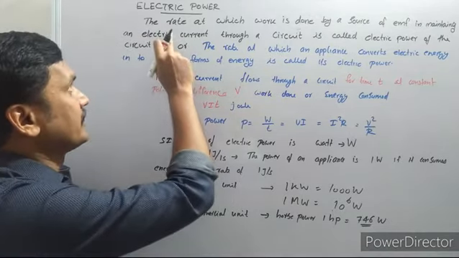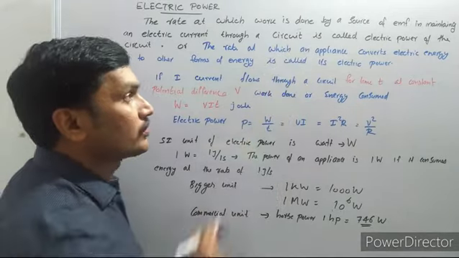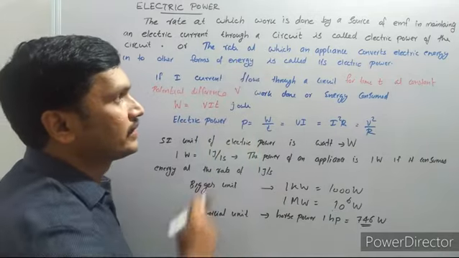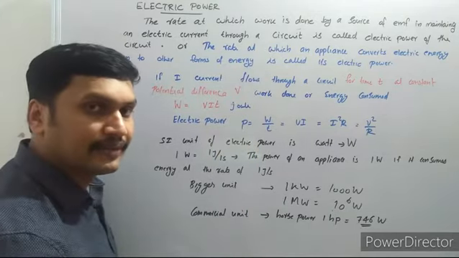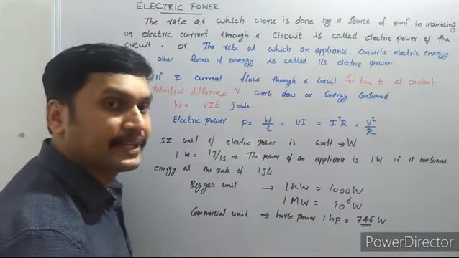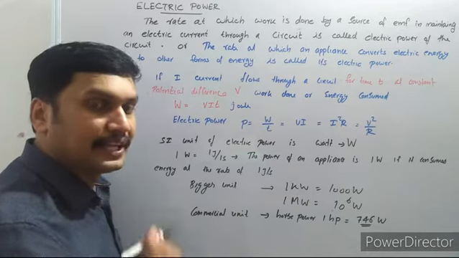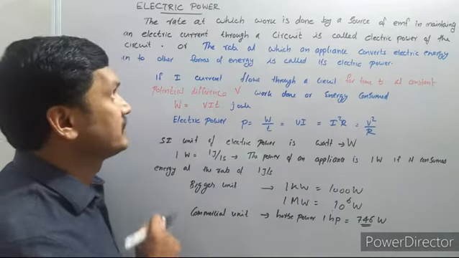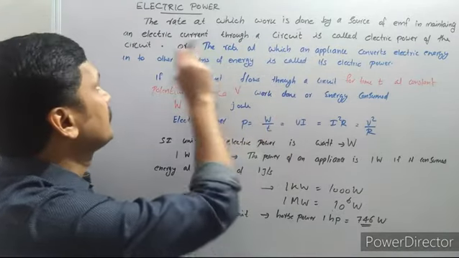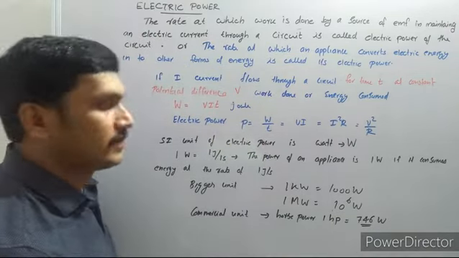The electric power of a circuit is defined this way. The rate at which work is done by a source of EMF in maintaining an electric current through a circuit is called the electric power of the circuit. You know that in order to maintain an electric current through a circuit, the source has to expend its electrical energy. The source expends its own energy to maintain an electric current through the circuit. So, the rate at which the work is done by the source of EMF in maintaining an electric current through the circuit is called the electric power of the circuit.